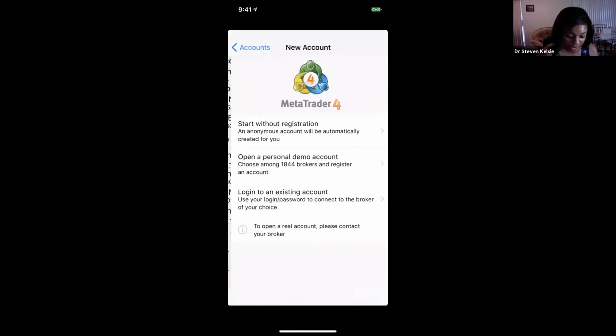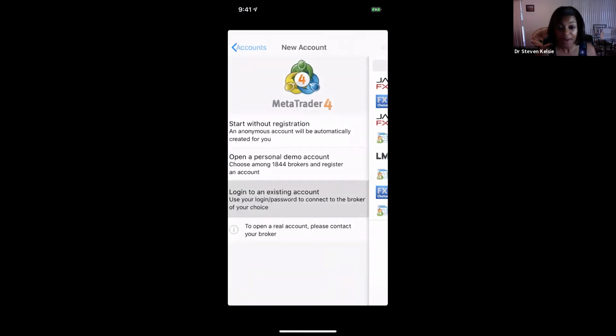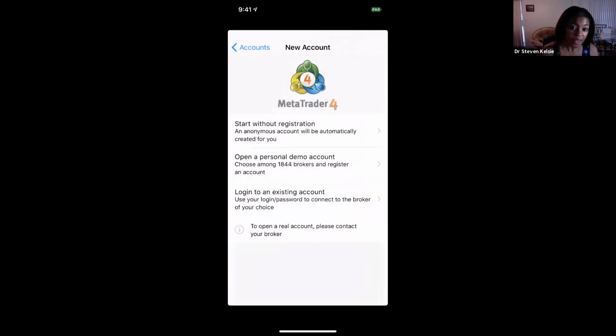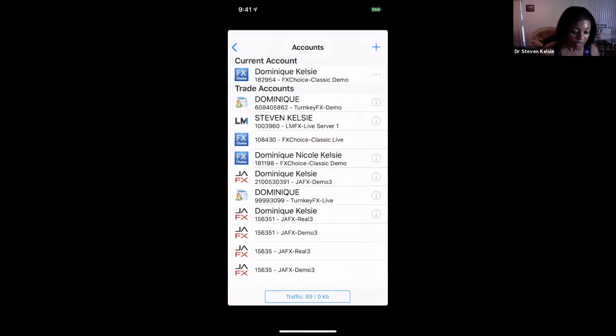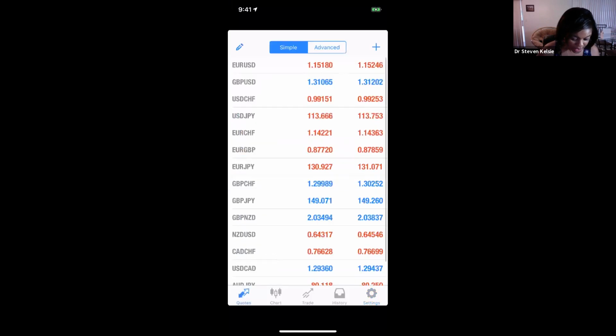And you would hit the plus sign, log into an existing account. And that's when you enter the company or your server name. Depending on what broker you chose, that will be the company that you would put in. And based off what that company sent you in your back office, in your email, that's the information that you would put in, which of course we can cover in more detail at a later time. So that's a little bit about the MetaTrader 4.